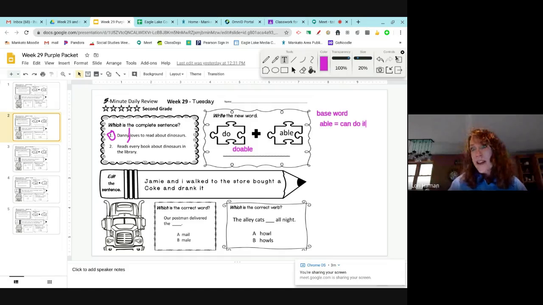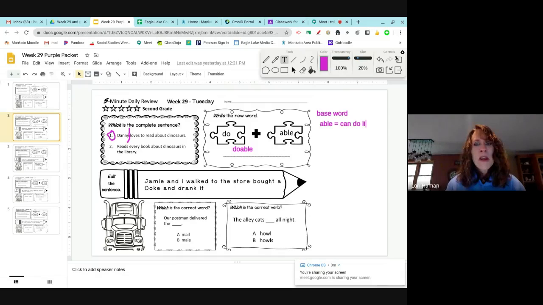So that's a special meaning on the end of some base words, the suffix able, which kind of is pronounced a little differently when it's attached. Doable is our word.